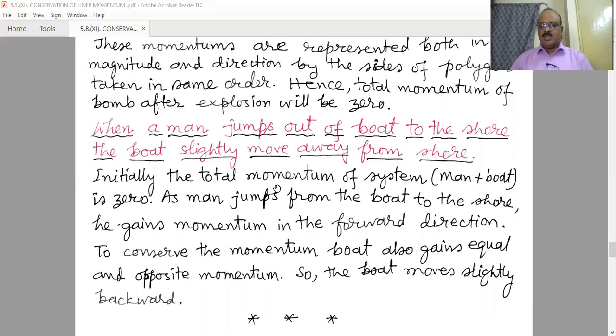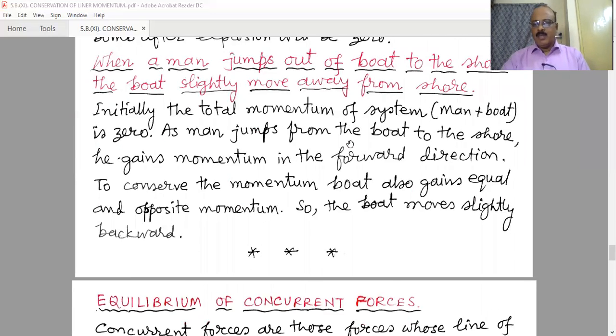In this way, there are so many examples in our daily life, and you should find different examples which are related to this law of conservation of linear momentum, and try to explain these phenomena which happen around you, around us. Then you can get a better understanding of the conservation of linear momentum.